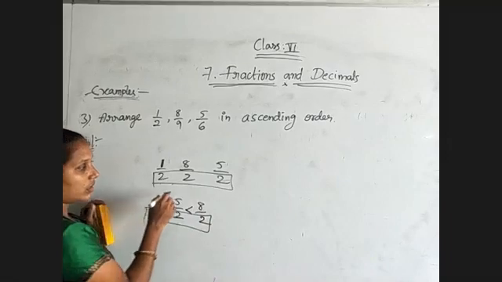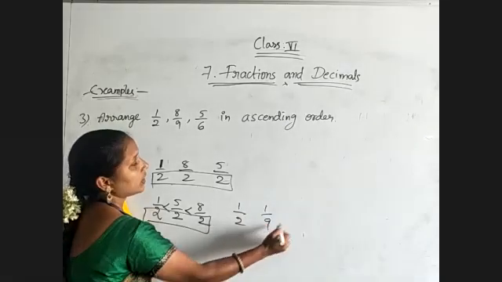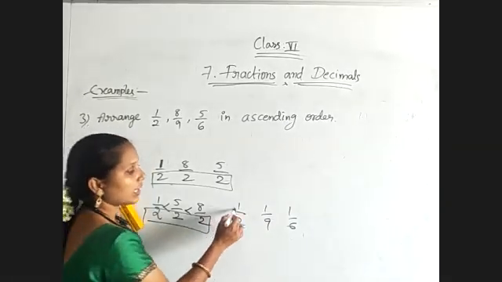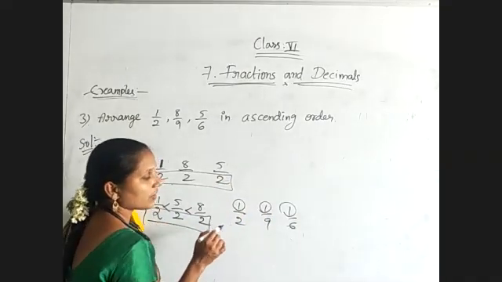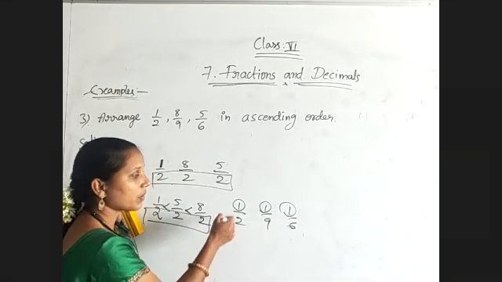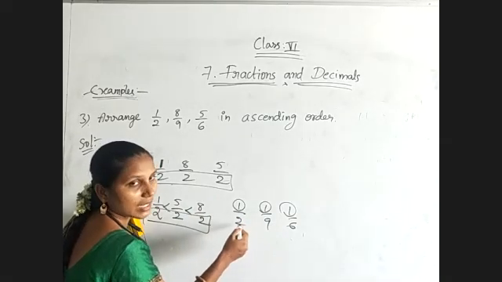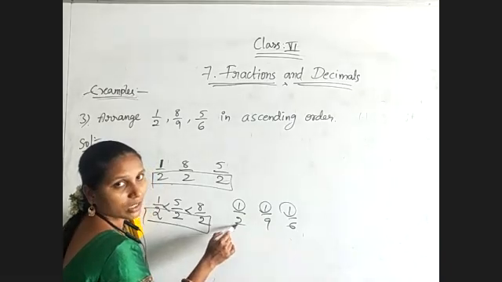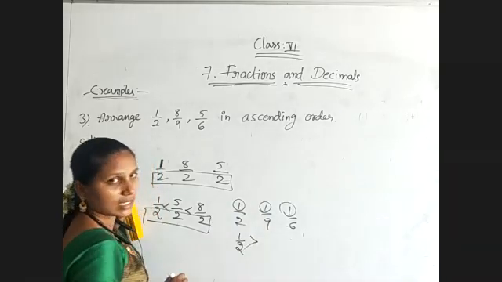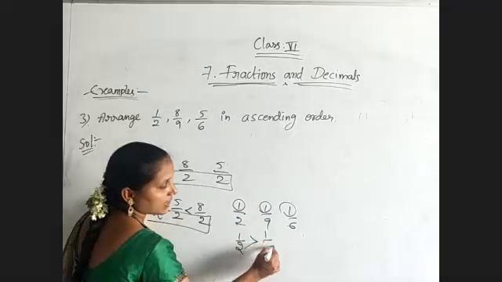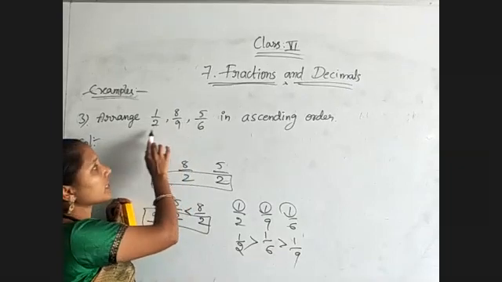If the denominators are unequal but the numerators are equal, suppose 1/2, 1/9, 1/6 are given. Here all the fractions have the same numerator. In this case, the fraction with the lesser denominator will be greater. Observe 1 by 2, 1 by 9, 1 by 6. Among these three, 2 is the smallest denominator, and because the numerators are equal, 1 by 2 will be the greatest value. So I am writing descending order here: 1 by 2, then 1 by 6 and then 1 by 9. So remember this: either the numerators are equal, or otherwise the denominators are equal.